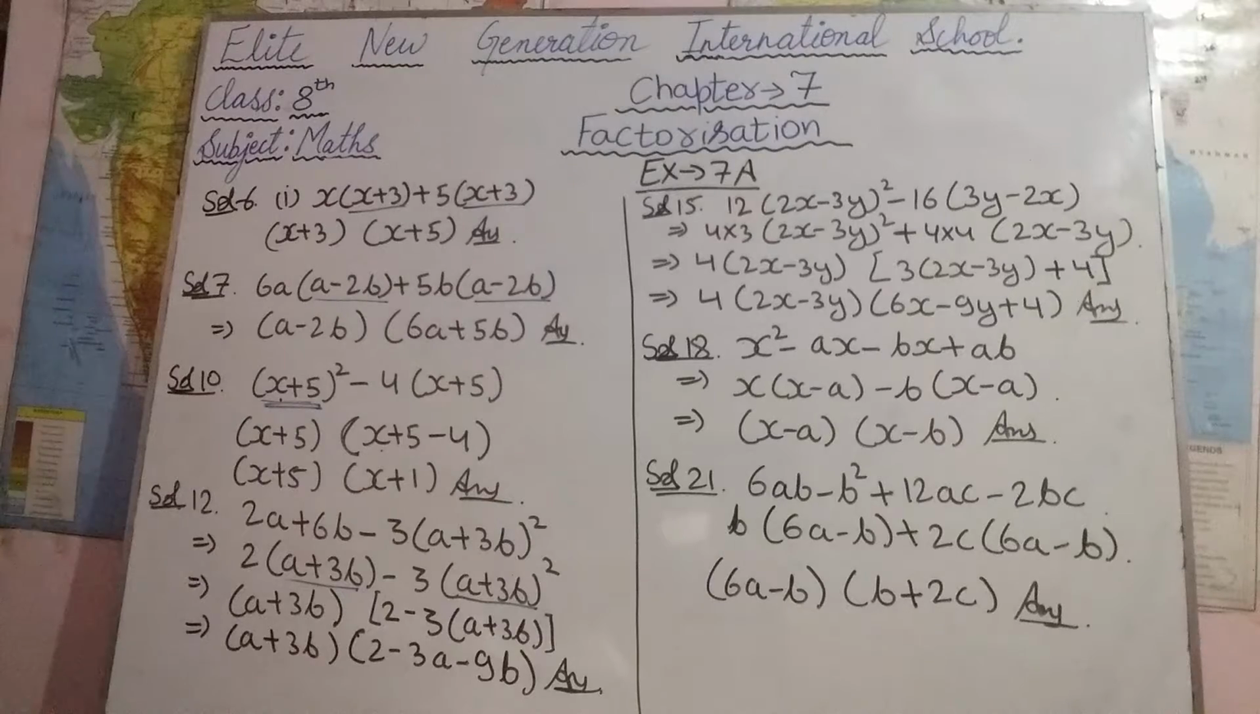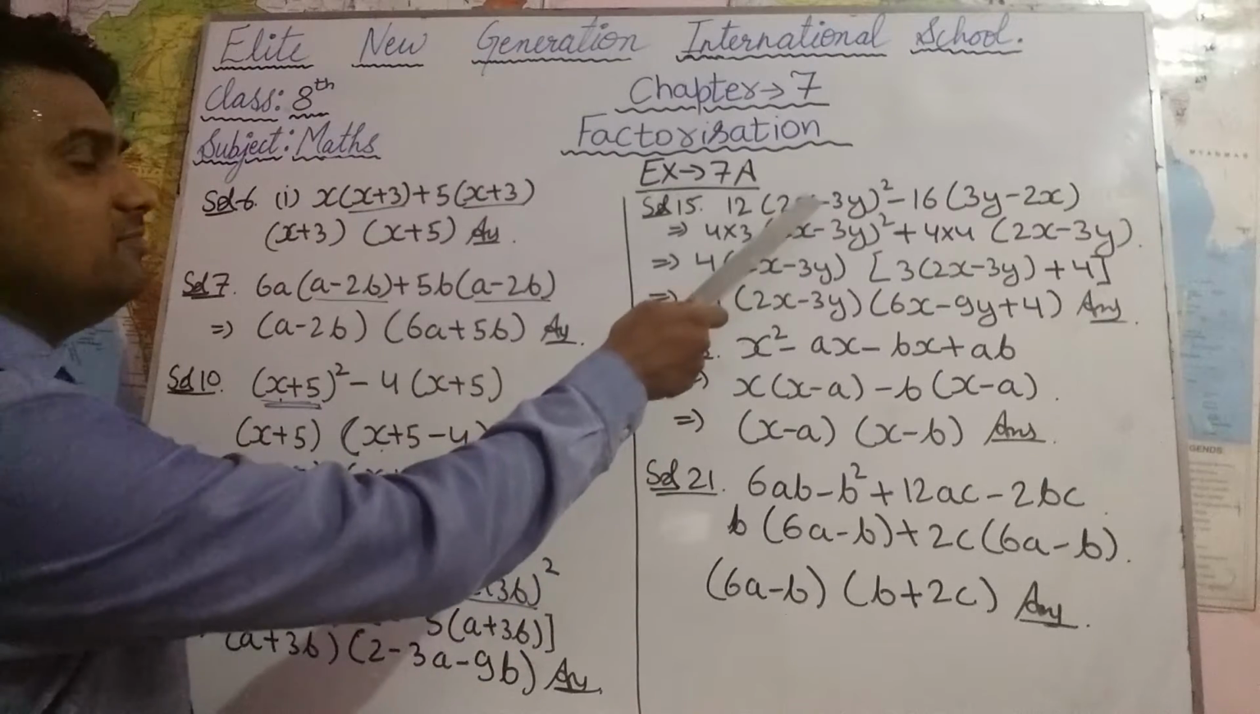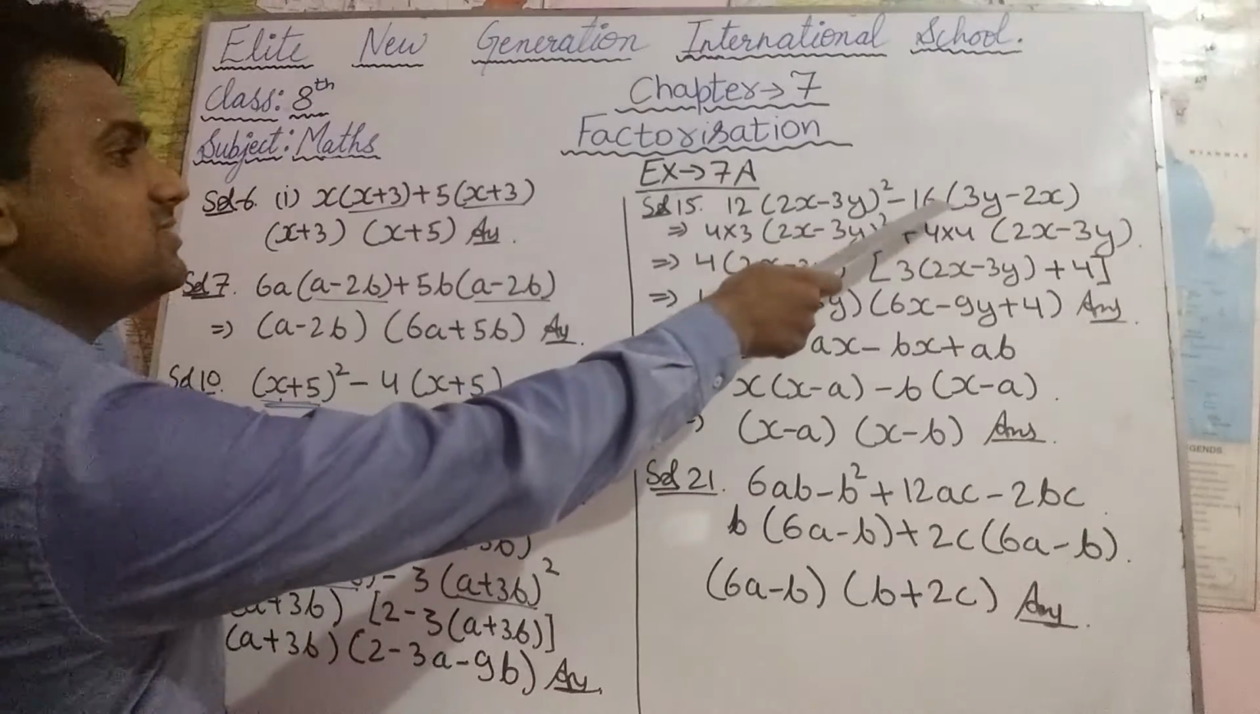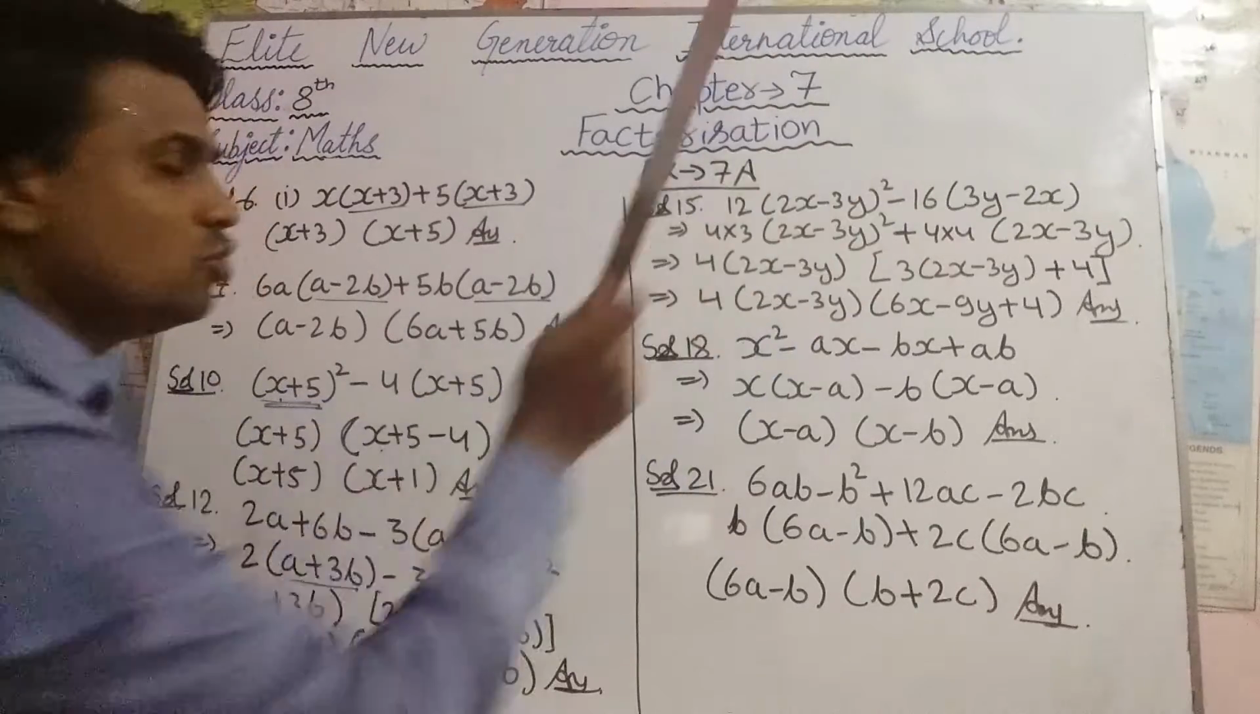Now after this, see question number 15. In question number 15 we have this 12 in bracket 2x minus 3y whole square minus 16 into 3y minus 2x.